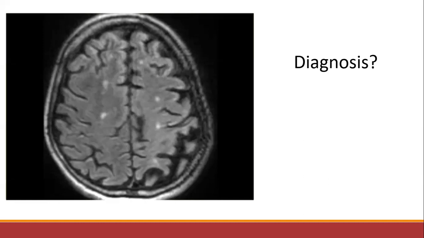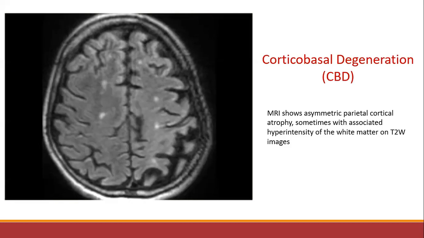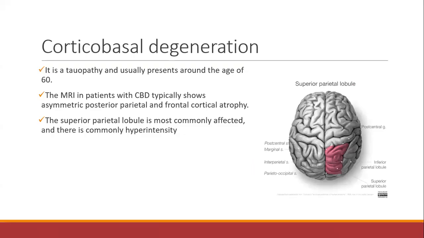If you don't know, they will start scratching you for it. Nobody is going to be very aggressive nowadays, but once they irritate you, your confidence takes a hit. So here you have asymmetrical parietal cortical atrophy, and here it is not there. There can be hyperintensity of the white matter on the T2 weighted image.